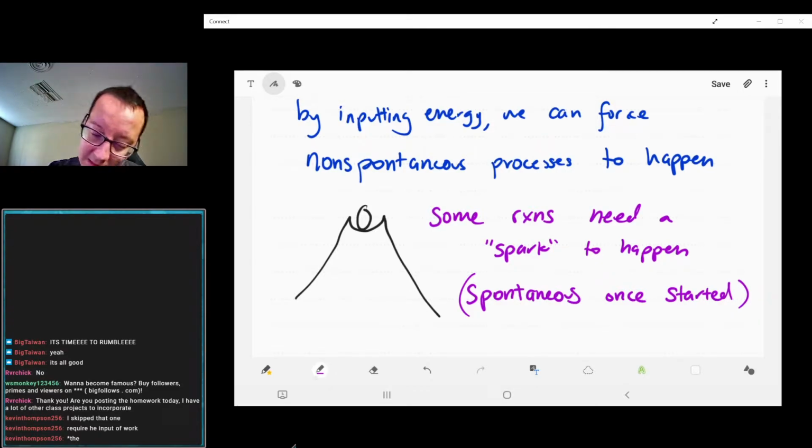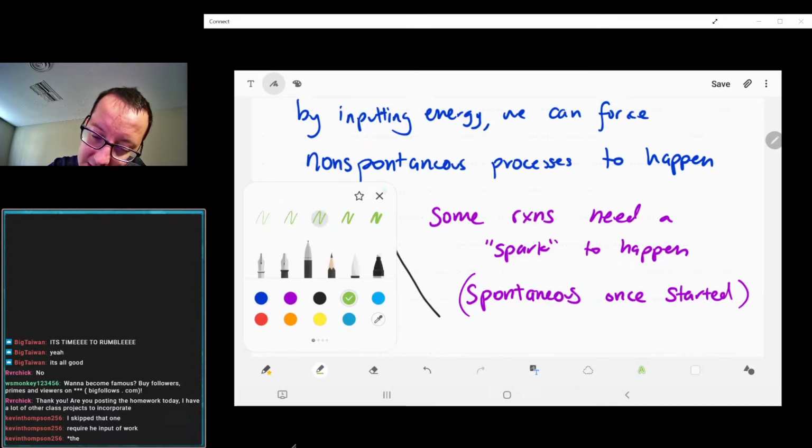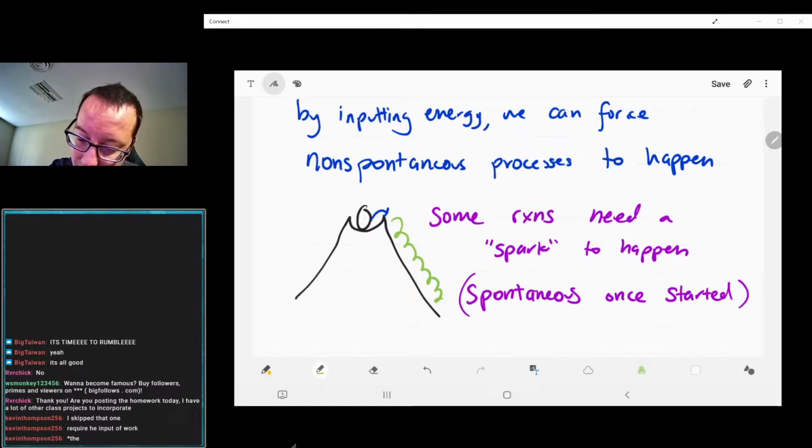Alrighty, and so, yes, if we give it a little bit of energy, if we give it this much energy, then it can spontaneously tumble the rest of the way down. We do not have to give it any more energy. It'll continue doing its own thing after that, tumbling down the hill.